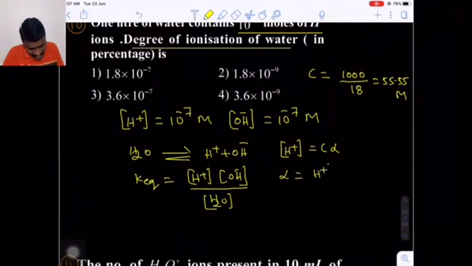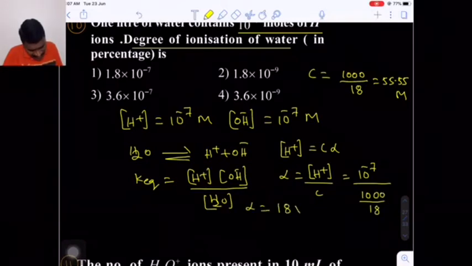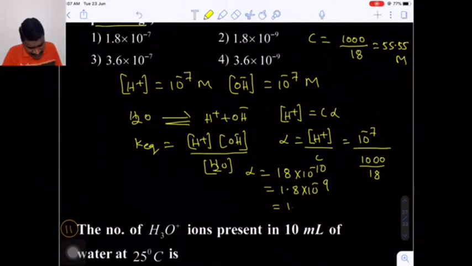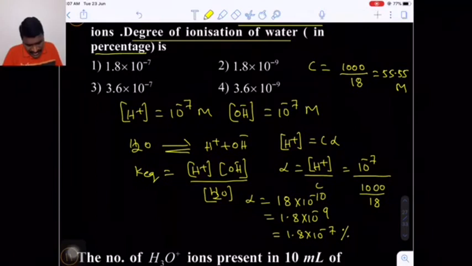Alpha is equal to the H plus ion concentration divided by C. H plus ion concentration 10 to the power of minus 7, whole divided by C, which is 1000 by 18. So alpha will be equal to 18 into 10 raised to minus 10, that is 1.8 into 10 raised to minus 9. Okay. Now the question asks in terms of percentage. In terms of percentage, it is 1.8 into 10 raised to minus 7 percent. This will be the first option.